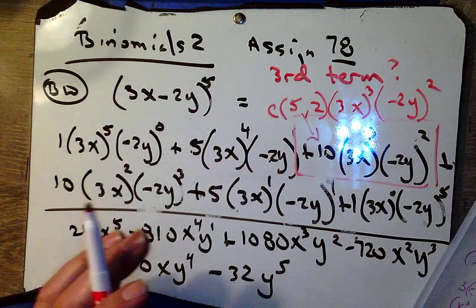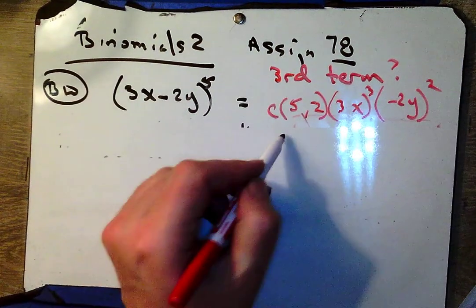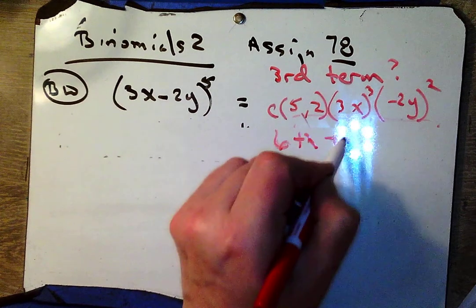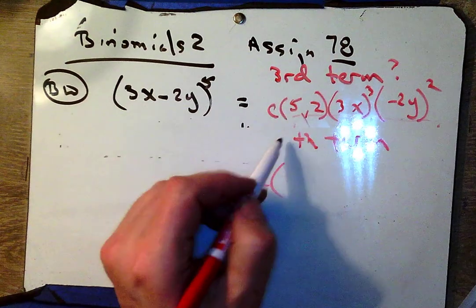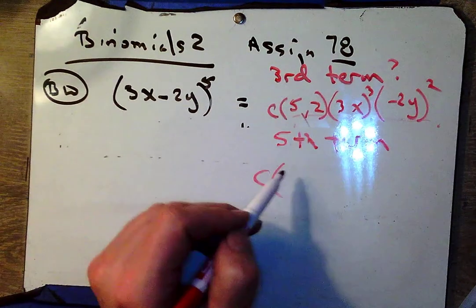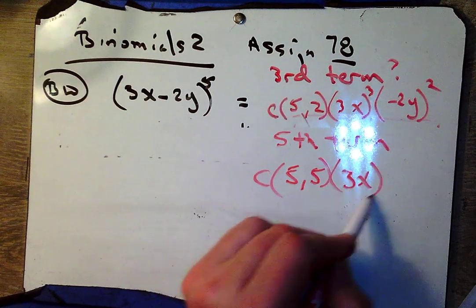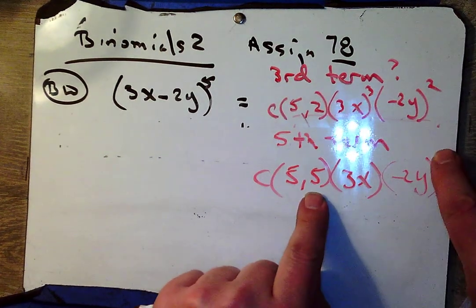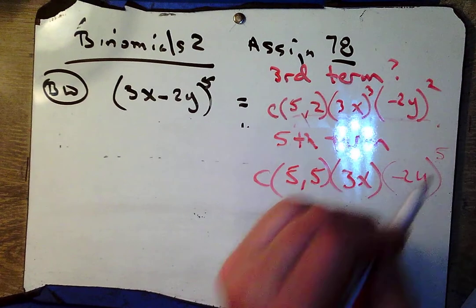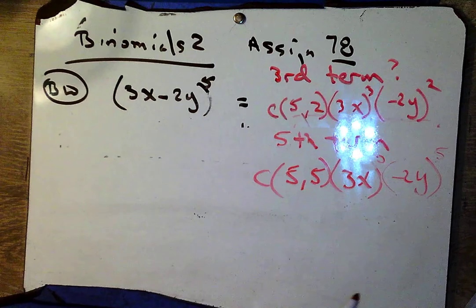Okay? So the sixth term. What's the sixth term? Oh, I don't have a sixth term. The fifth term, a combination of 5 choose 5, 3x minus 2y. Remember, these numbers are the same, and these numbers have to add up to that. So there would be my fifth term. Okay, so I think I have a little rule here.